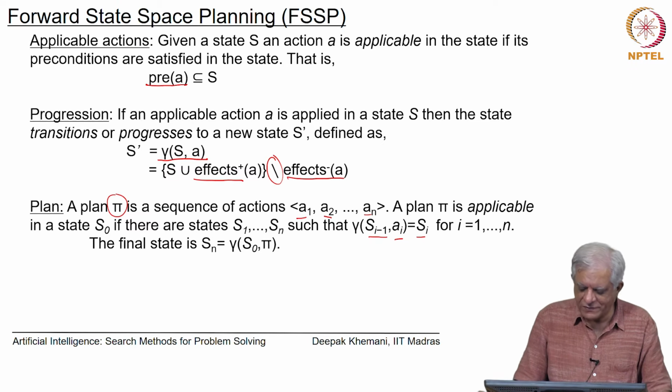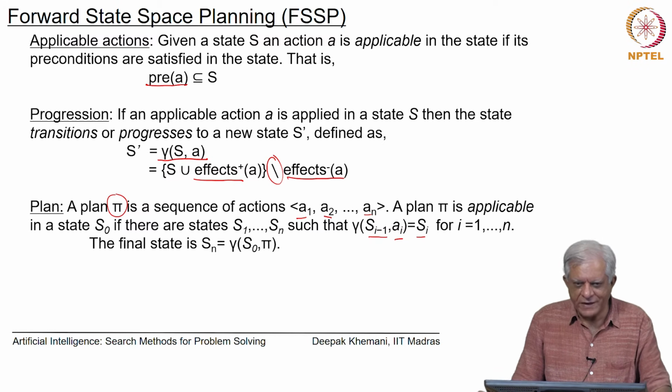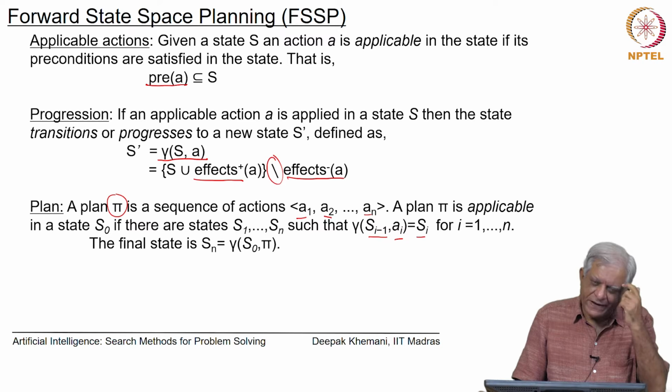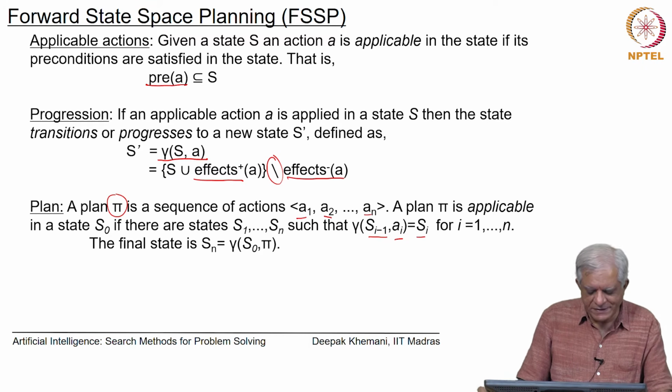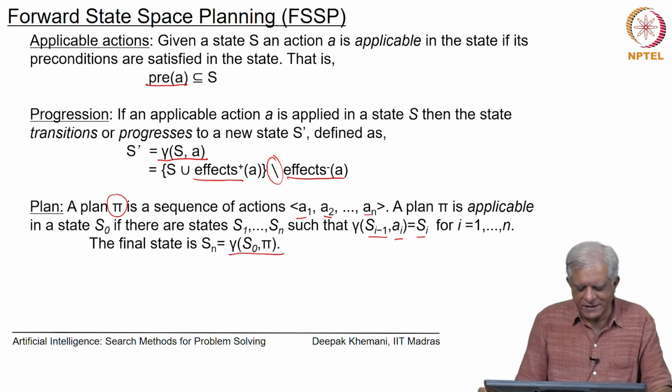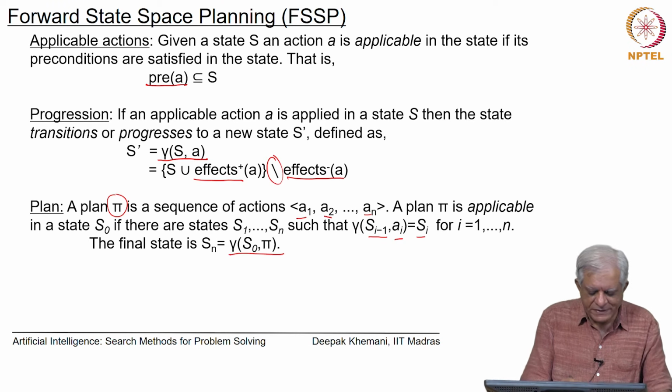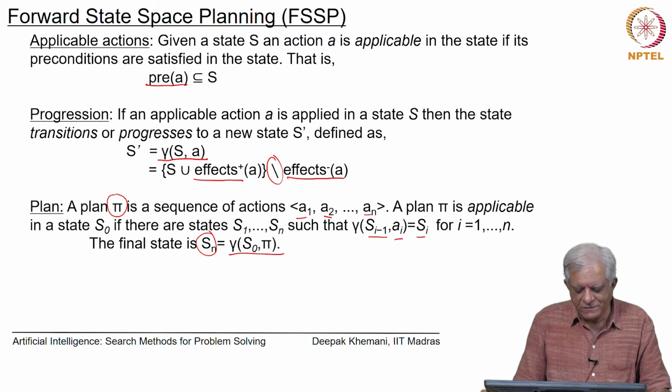So, we have a plan of n actions and we will do n state transitions. The final state can be succinctly represented by saying that the same state transition function, we are overloading it here, takes a plan as a second argument, and it results in the final state, which is Sn. So, if we have a plan, then we will end up in the state Sn.